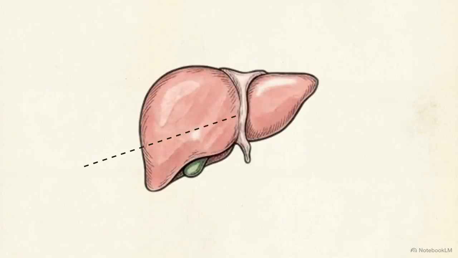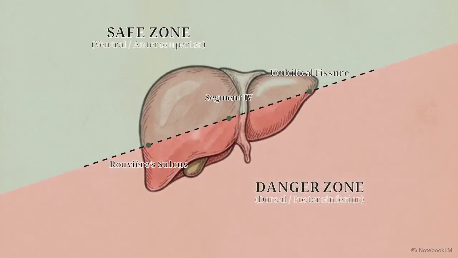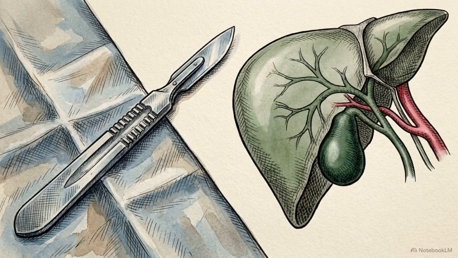This maps the R4U line, connecting the roof of Rouviere's sulcus across segment 4 to the umbilical fissure. The green shading indicates the safe surgical zone. Dissection must remain ventral to this line to avoid the red danger zone housing the common bile duct. Even with precise mapping, anatomical variations pose severe risks.